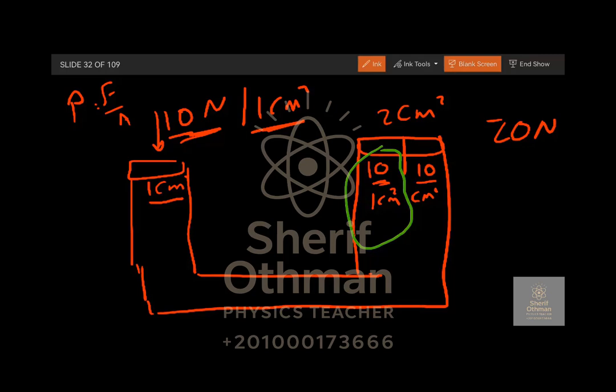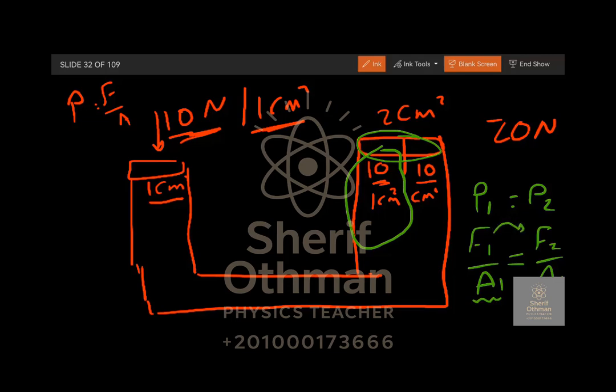So if I'm going to make this plate or piston 5 centimeters squared, the applied force will be multiplied 5 times. So Pascal stated that P is constant, so P1 at piston 1 equals P2 at piston 2. P1 is equal to F1 over A1, while P2 is equal to F2 over A2. Here is A1 and here is A2. To have the same ratio, as the area is multiplied or increased, the force also increases.